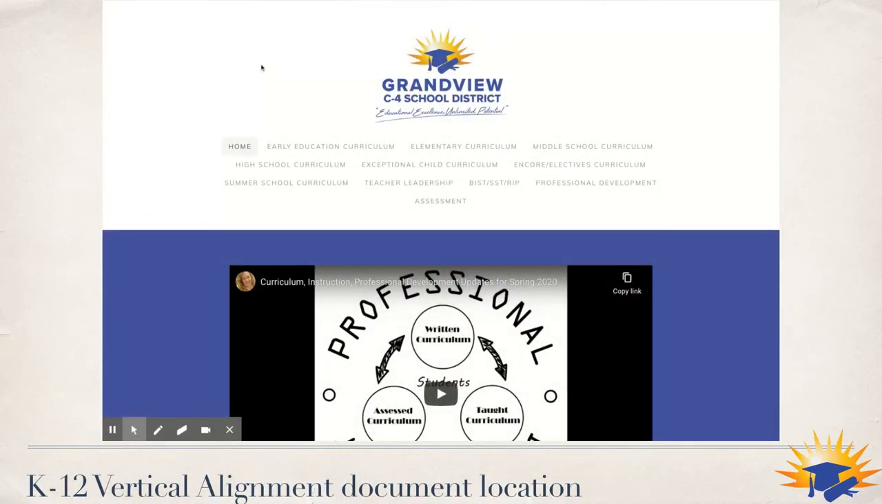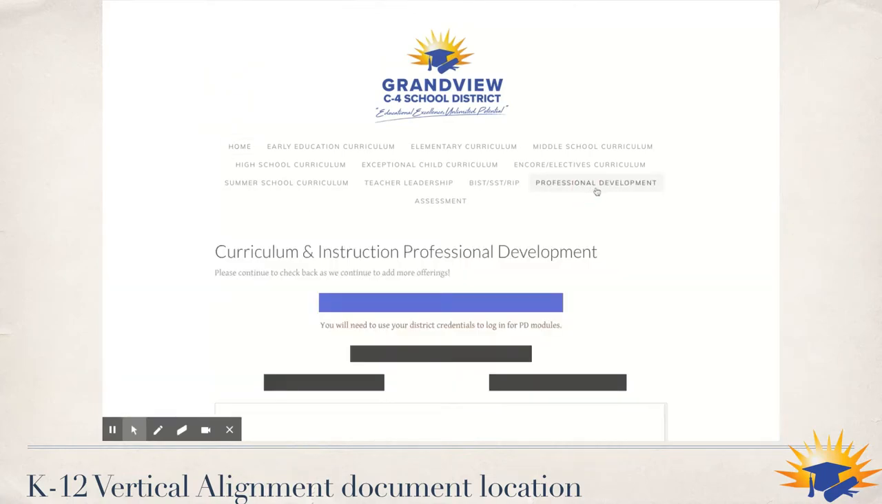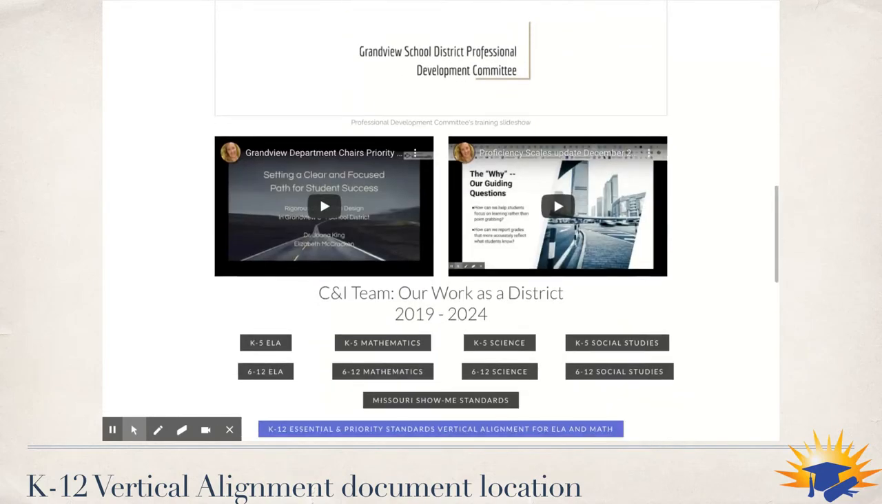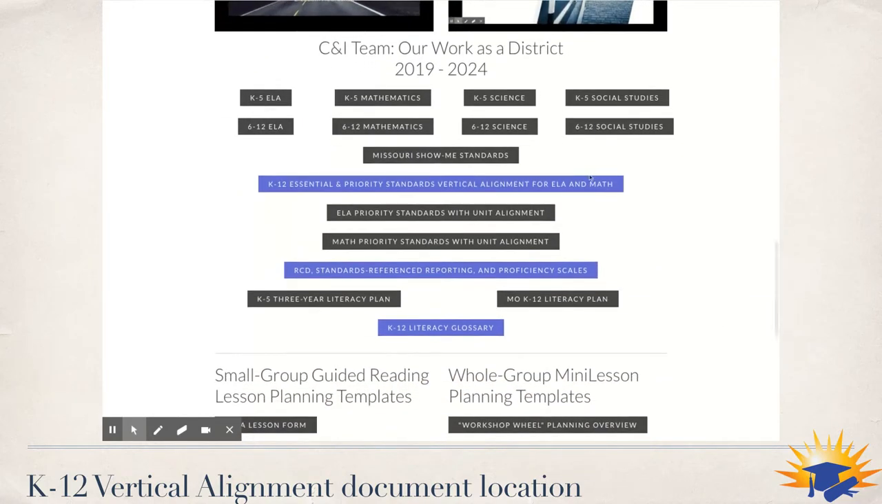This document can be found on the Grandview C4 curriculum website by going to the Professional Development tab, going about halfway down the page, and you'll see a big blue button that says K-12 Essential and Priority Standards Vertical Alignment for ELA and Math.